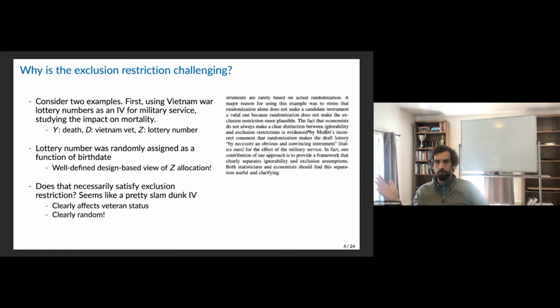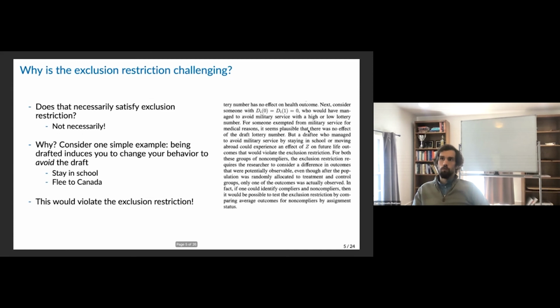Now we have this question of, does this necessarily satisfy the exclusion restriction? Not necessarily. What's one simple example? Being drafted could induce you to change your behavior to avoid the draft. So think about somebody who would be a never taker, someone who would never go to Vietnam. If they got a high draft number, meaning they weren't going to get drafted, then they wouldn't have to worry. They might just behave in a normal way and go about their business.